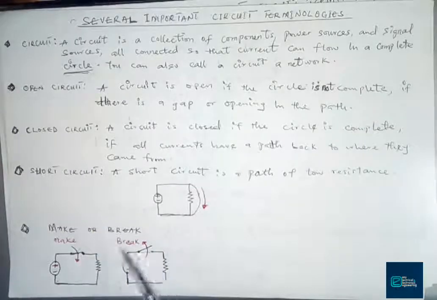And the other term is break. You break a circuit whereby you open the switch. You make a circuit by closing the current path, such as when you close a switch. And breaking a circuit is the opposite of make, which is opening a switch breaks the circuit. So I think that is taken care of.